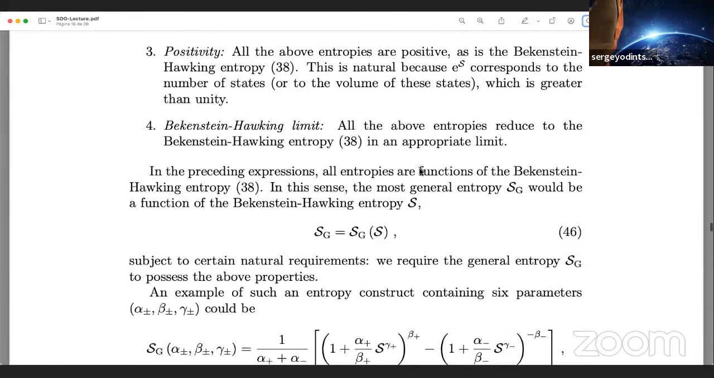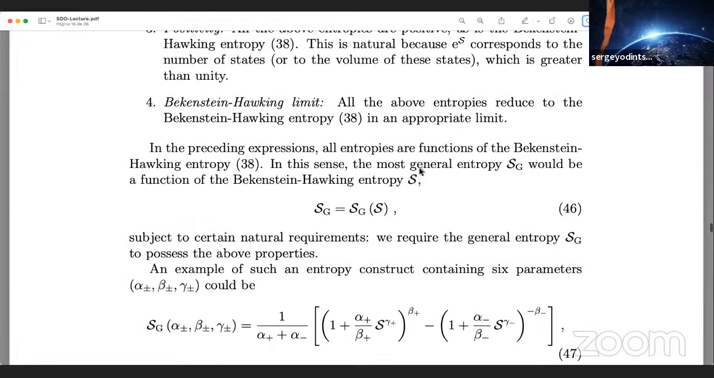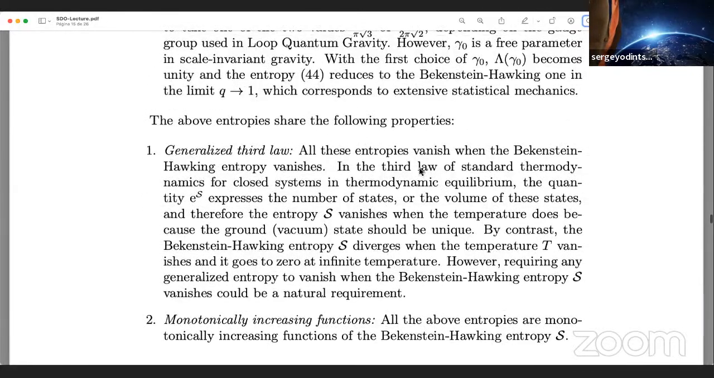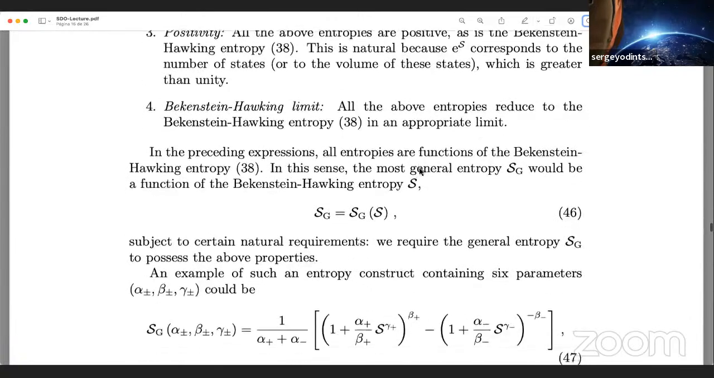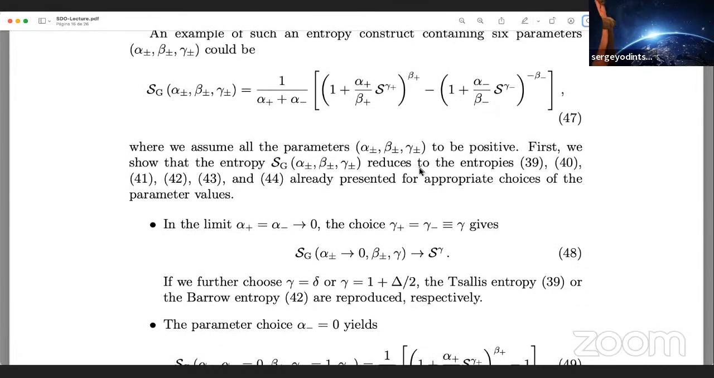So we may give the example of entropy. So that is an example of entropy, which depends on 6 positive parameters. Okay, and this entropy satisfies all the above properties. So positivity, Bekenstein-Hawking limit, monotonically increasing function, and generalized third law. Moreover, if we look carefully at this entropy, we find that in the corresponding limits, from this generalized entropy, we can get all the entropies we talked about.